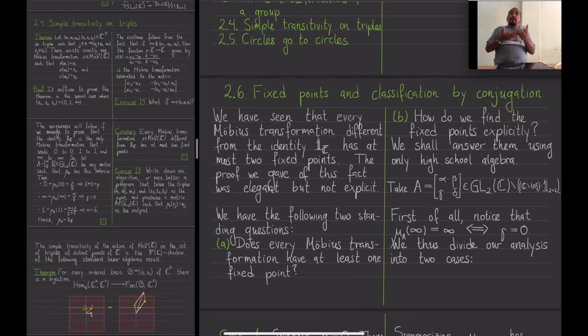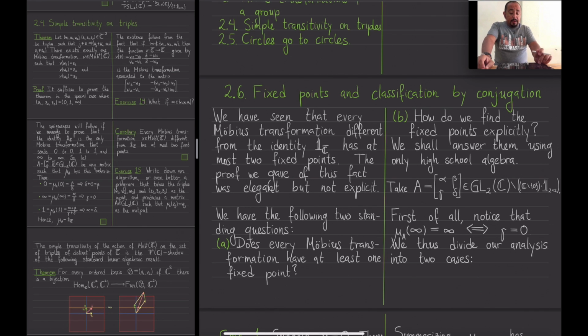And second, okay, we know that any Mobius transformation different from the identity has at most 2 points. Okay, how do you compute them? Explicitly, and by explicitly I mean to give like a general algorithm or procedure that, given any matrix, gives as an output the fixed points of the Mobius transformation. Right? So these 2 questions we are going to answer, and actually we are going to answer the second question, and in answering it, we are automatically going to answer the first one.